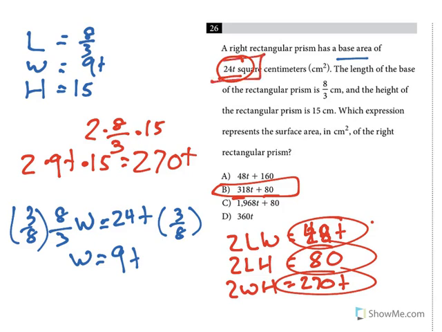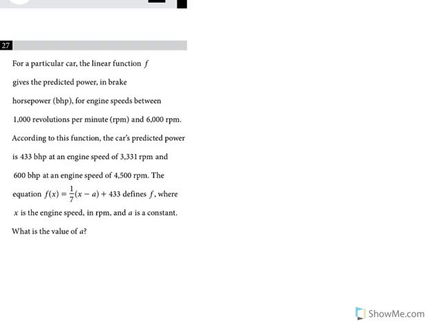I was so excited that, hey, they gave me the area of the base. I didn't double it, right? So I didn't do the 2LW part. I just did the LW. So you can see that when we double it, we get 48t. We add it together, we get B.